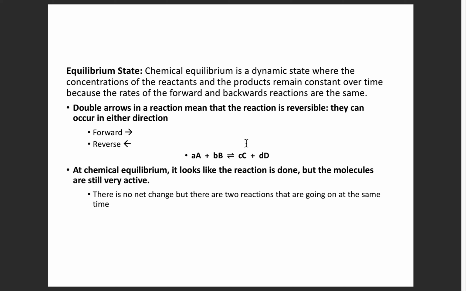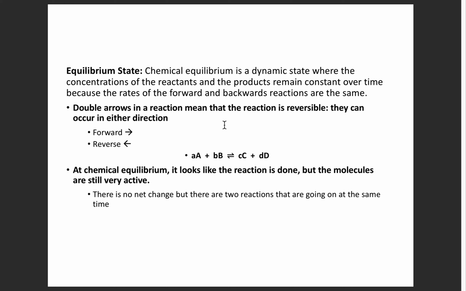If these guys are reacting at a higher rate to produce this versus what's going on in the other direction, then we say the reaction overall is moving in the reverse direction, the leftward direction. All right, and so this is a reversible reaction noted by the double arrows.